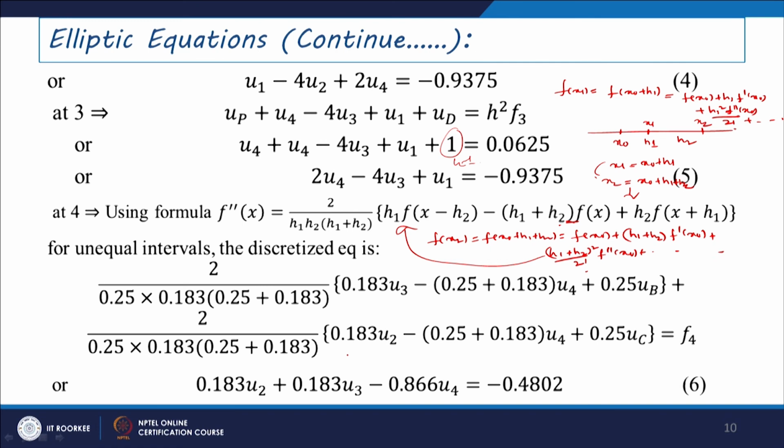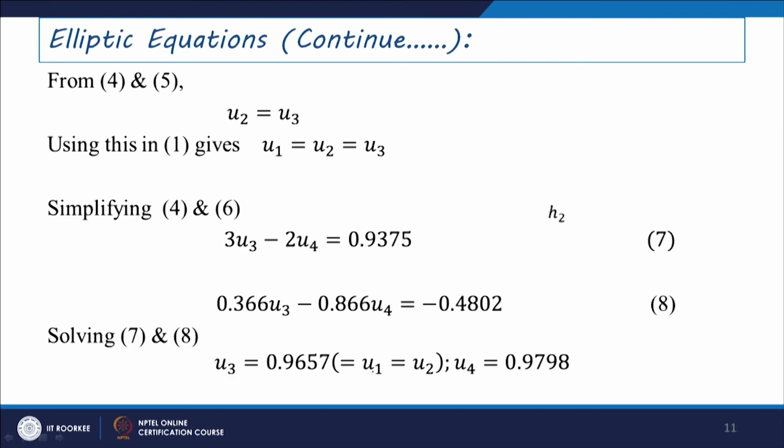Since we are considering the second order derivative for first del square u by del x square, we are now writing it for del square u by del y square. So this is nothing but f4 there. If we put these values, then the final form we obtain is this linear equation here.